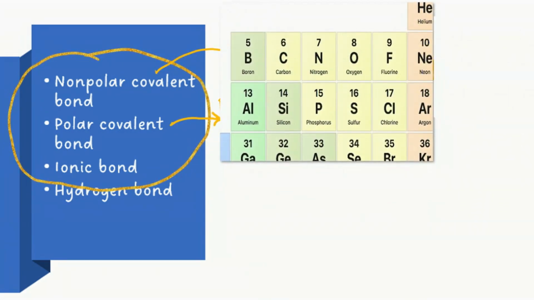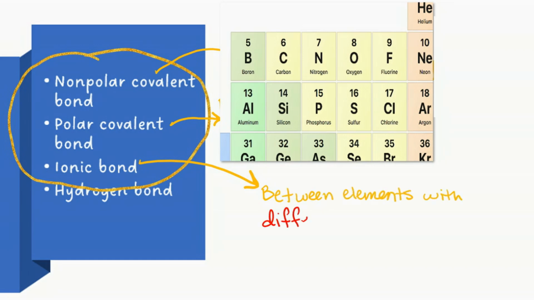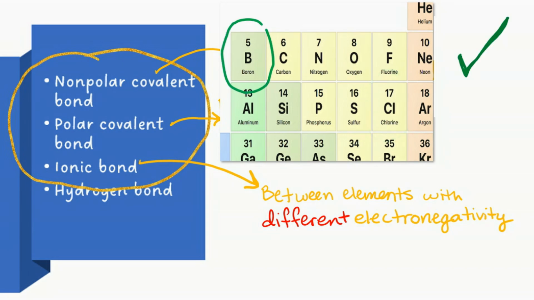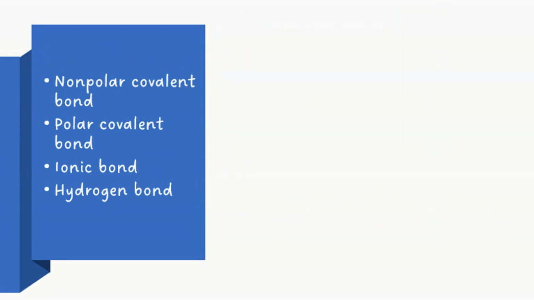And lastly, our ionic bond, which is between elements with very different electronegativities. If we were to use a similar example as before, like boron and fluorine, those would form an ionic bond between one another because their electronegativities are so different. However, boron and silicon would not. Those are too close in electronegativity, right? So those would not form ionic bonds.